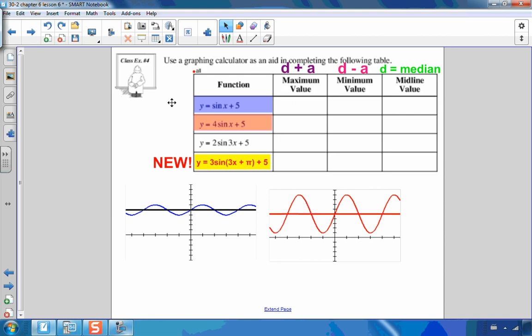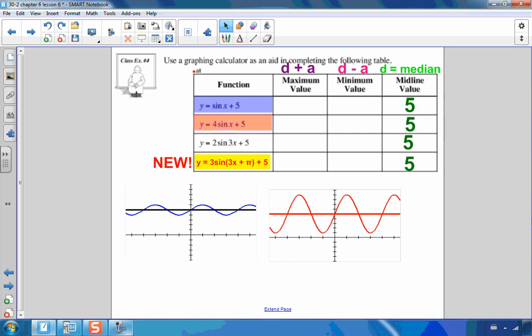Let's look at this one here. I'm going to give you some equations, and now we're going to determine max, min, and midline value. So midline value we know is our d value, which is the number that I've added on. I've added a new equation here to your table, so replace your table with this new equation. I know that my d value is added on at the end here. So all of these have a d value of 5.